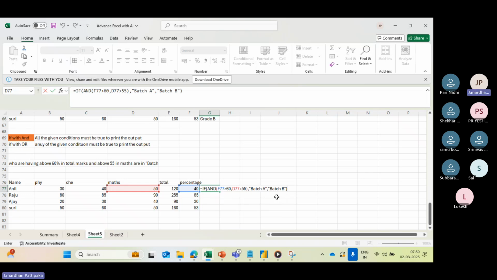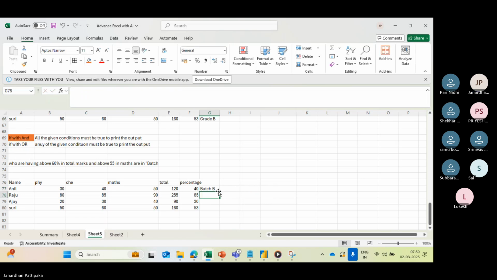Now close the bracket. Now your formula is written. Now see, the total percentage needed is 60%, but this person's percentage is 40. So this condition has failed. That's why he moved to batch B. In maths also he is getting 50, not getting 55. That's why this person has moved to batch B.